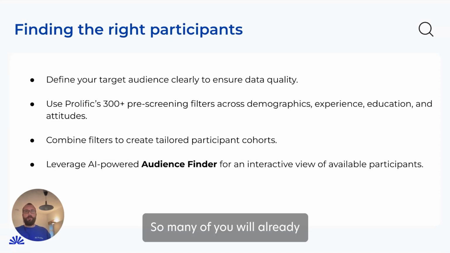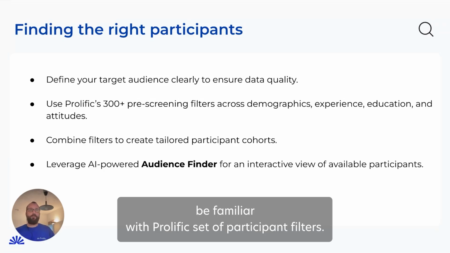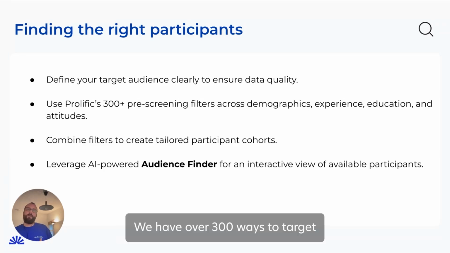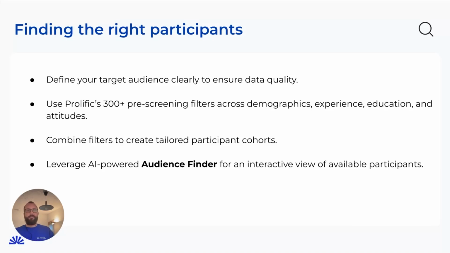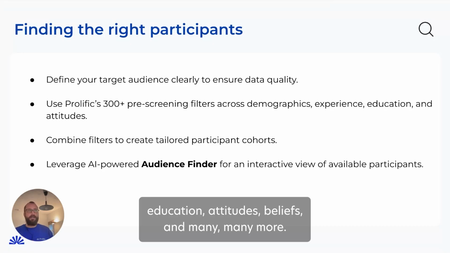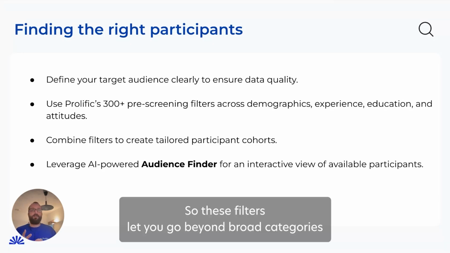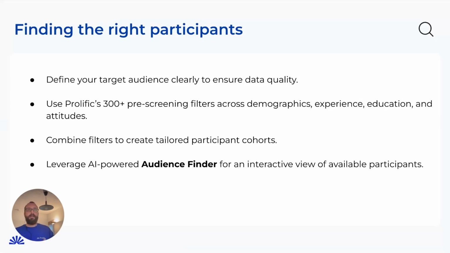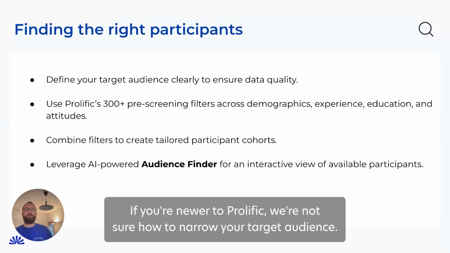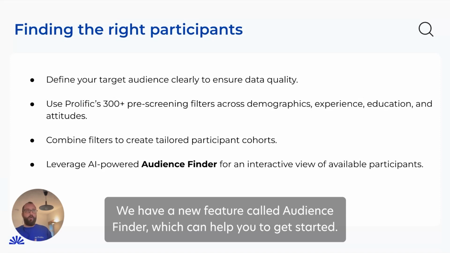So many of you will already be familiar with Prolific's set of participant filters. We have over 300 ways to target people based on their demographics, experiences, education, attitudes, beliefs, and many more. So these filters let you go beyond broad categories and find a mix of people who are relevant for your research. If you're newer to Prolific or not sure how to narrow your target audience, we have a new feature called Audience Finder, which can help you to get started.